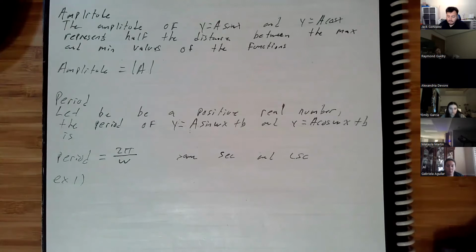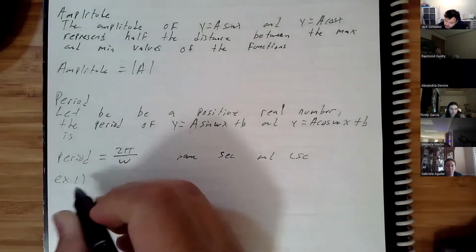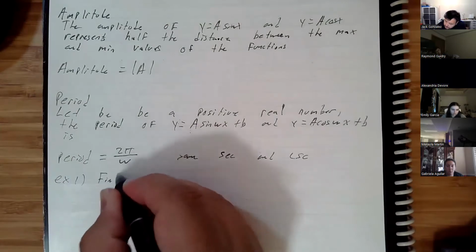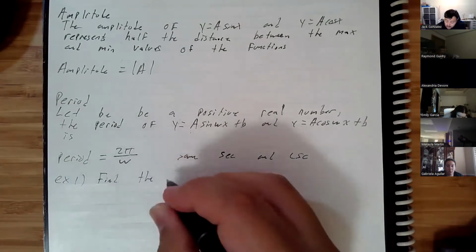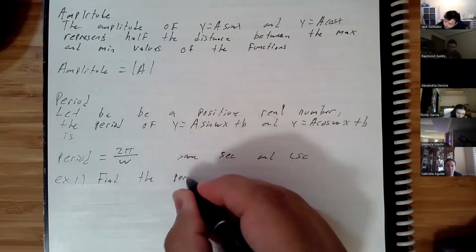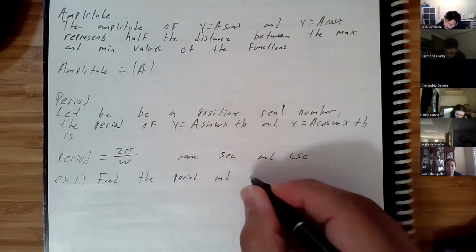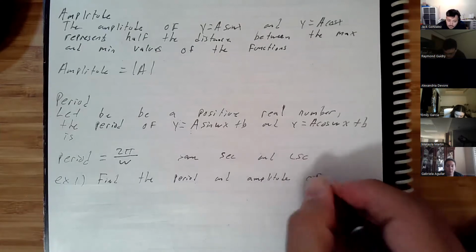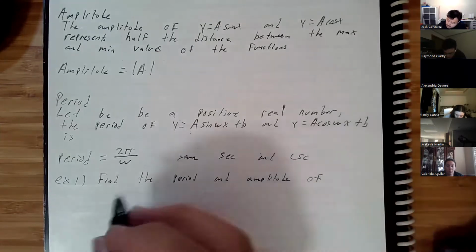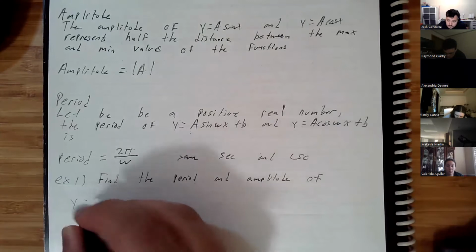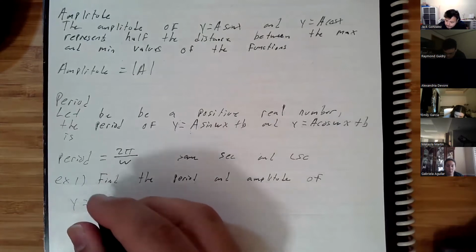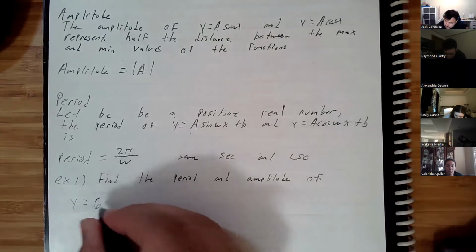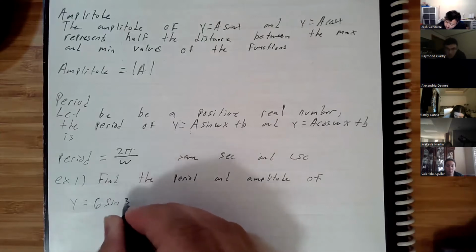All right. Example one will be that same problem we talked about. Find the period and amplitude of y equals 6 sine of 3x.